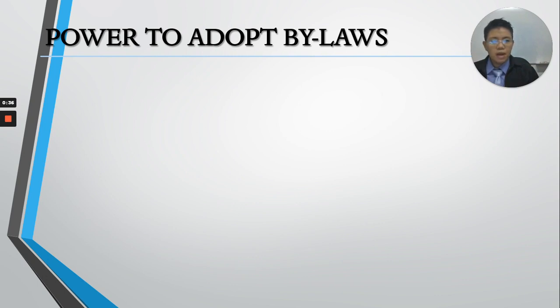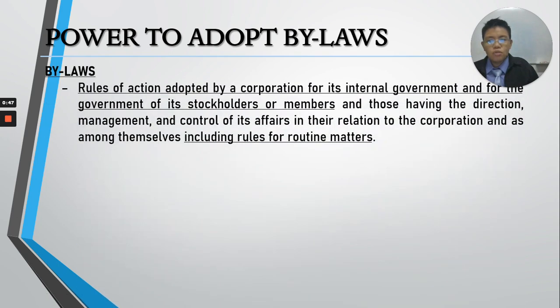Remember, the power to adopt bylaws is an express power and also an inherent power. Remember, the powers cut across one another. So anyway, bylaws definition: rules of action which are adopted by a corporation for its internal government and for the government of its stockholders or members, and also those who have the direction, management, and control of the affairs of the corporation, meaning the directors, trustees, and also officers. Also, the bylaws can provide for rules regarding routine matters.